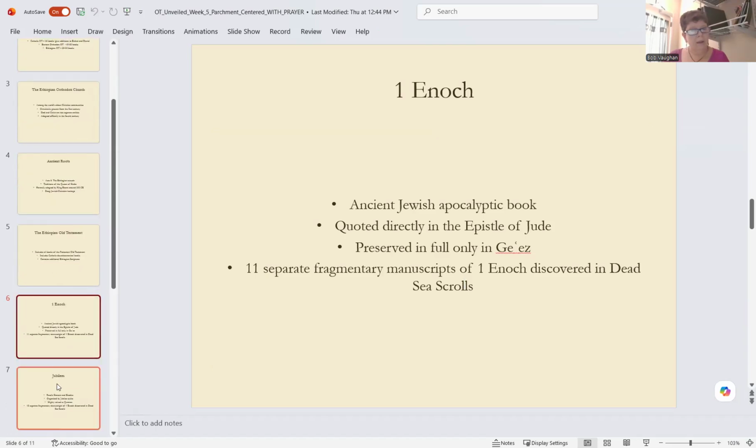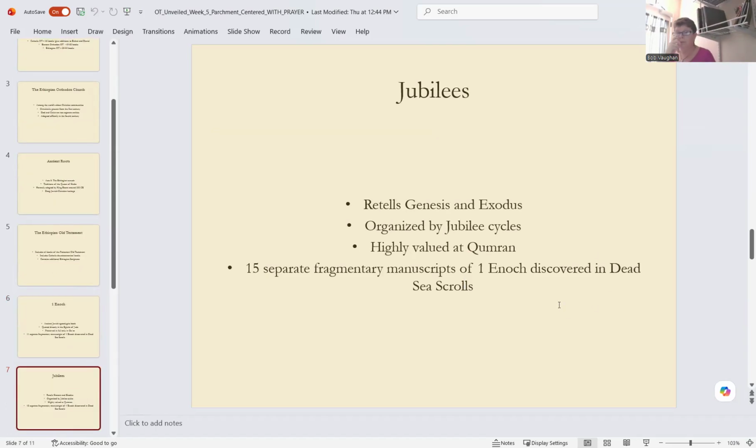Now, another interesting book is the Book of Jubilees. There are 15 separate fragments of Jubilees found in the Dead Sea Scrolls, so even more than Enoch. It actually retells Genesis and Exodus. And what's fascinating about Jubilees for Christians is that the phrase the Son of Man is very prominent. And of course, Jesus uses that frequently to describe himself.